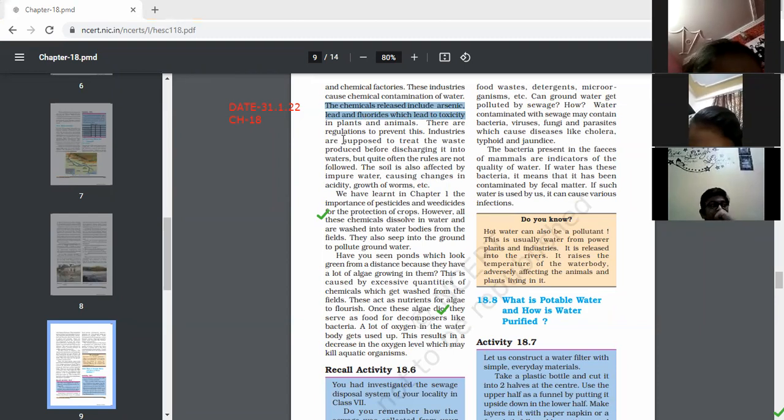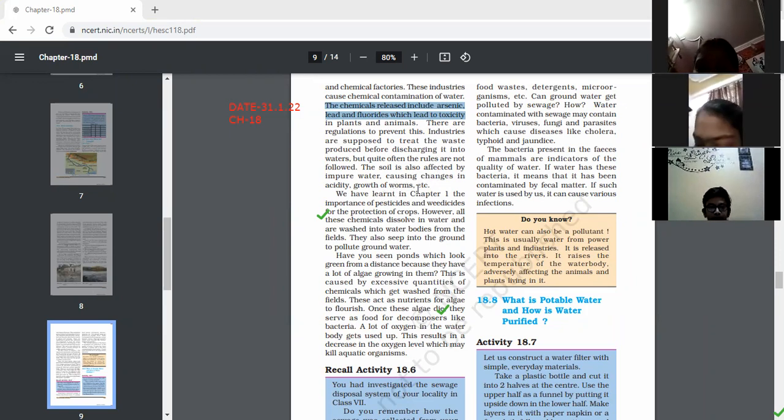Toxicity in plants and animals. There are regulations to prevent these. Industries are supposed to treat the waste produced before discharging it into water, but quite often the rules are not followed. The soil is also affected by impure water, causing change in acidity and growth of worms, etc. Okay, Ananya Prasad, continue with the next paragraph.